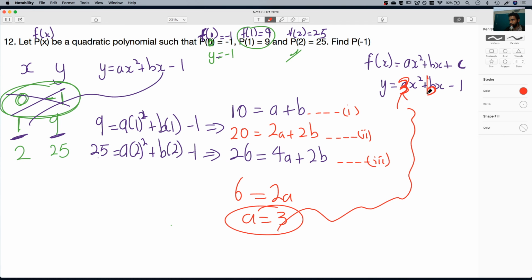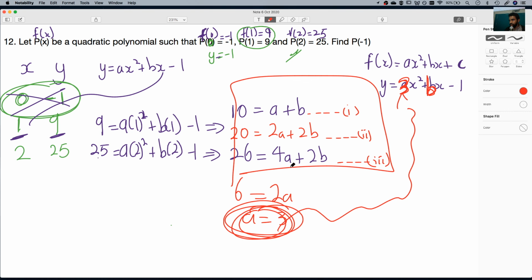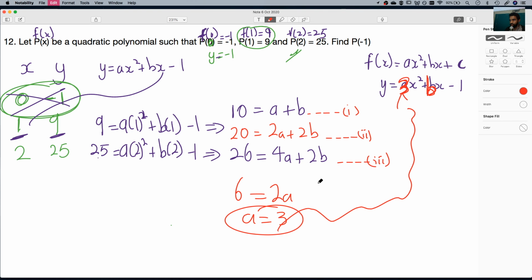What's left to find b? How do we find b? Surely you can find b. If we know a, we can plug a into any of these 3 equations, and we get b out of it to solve there for b.